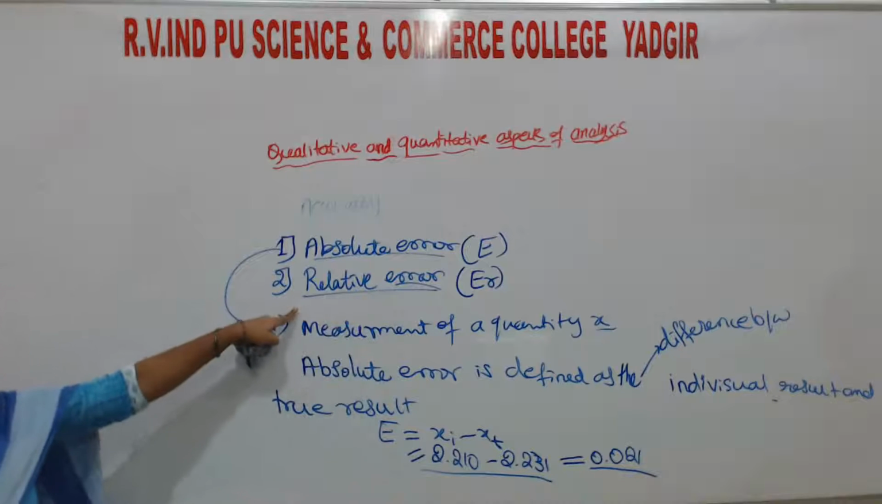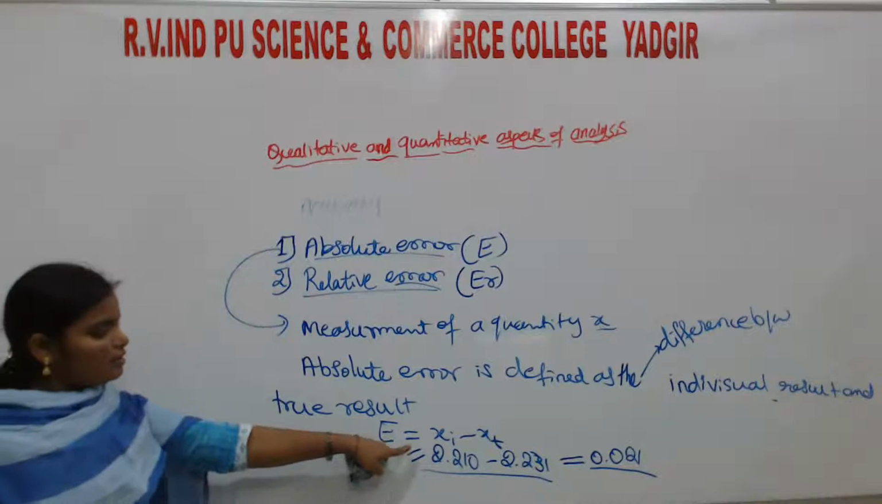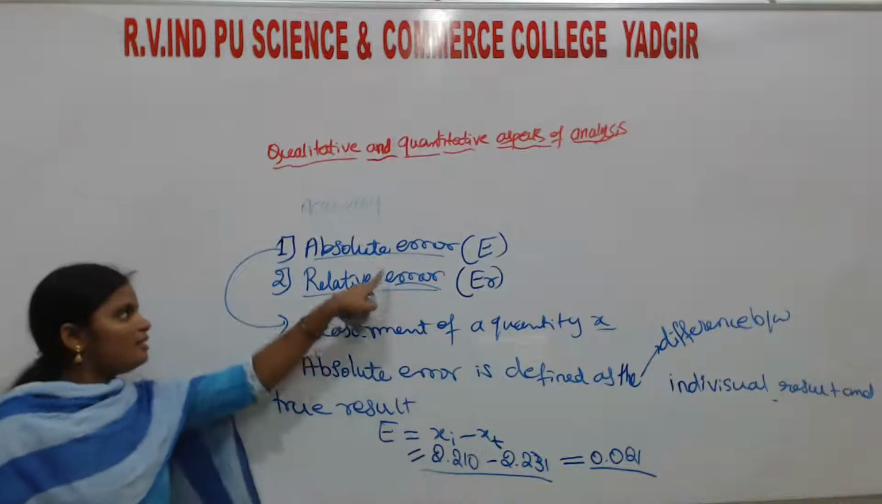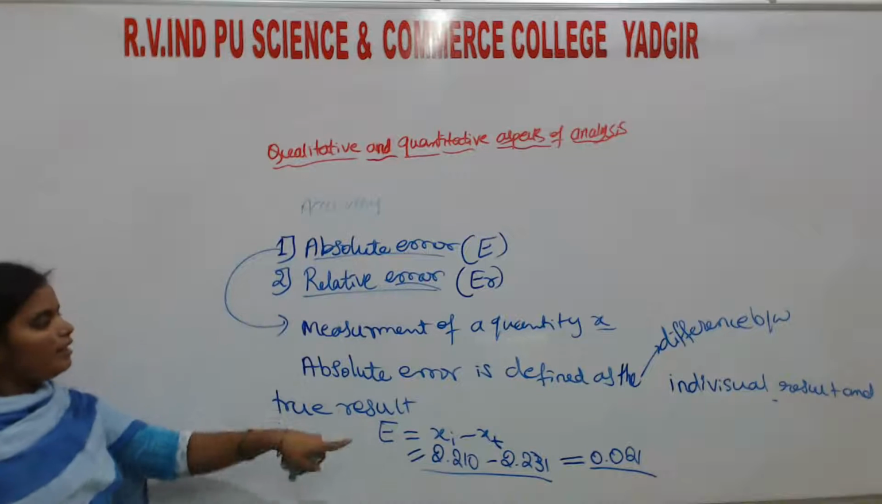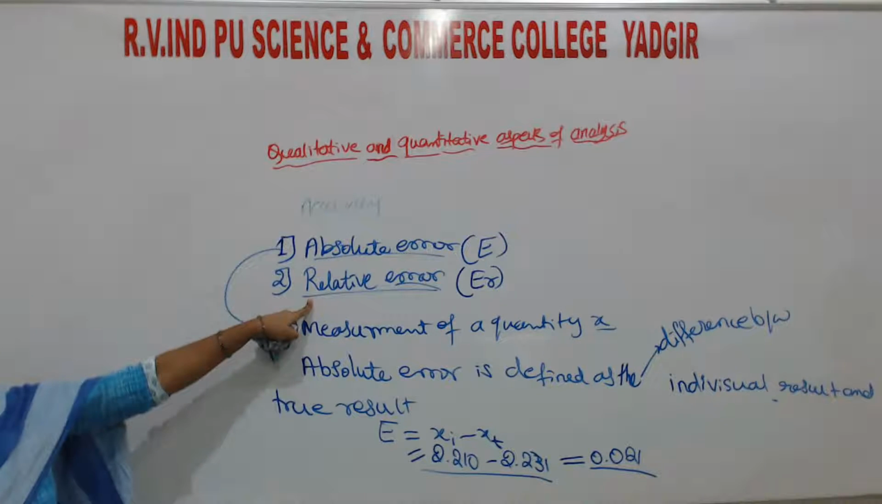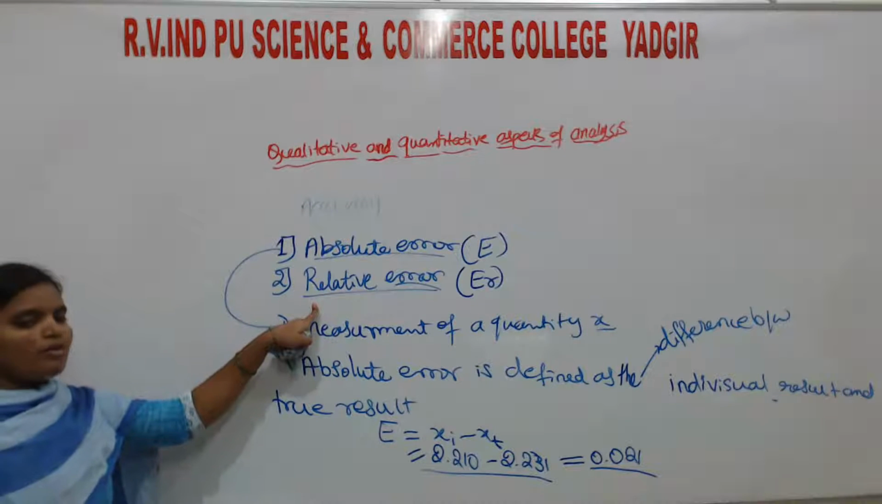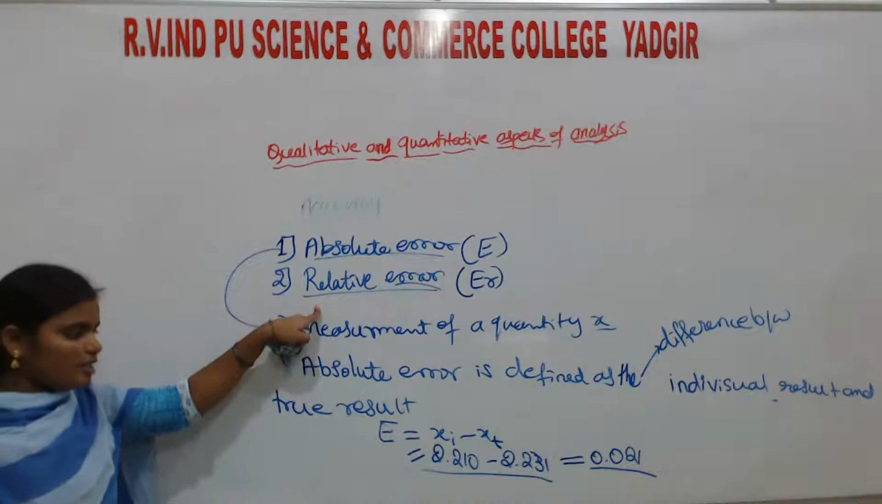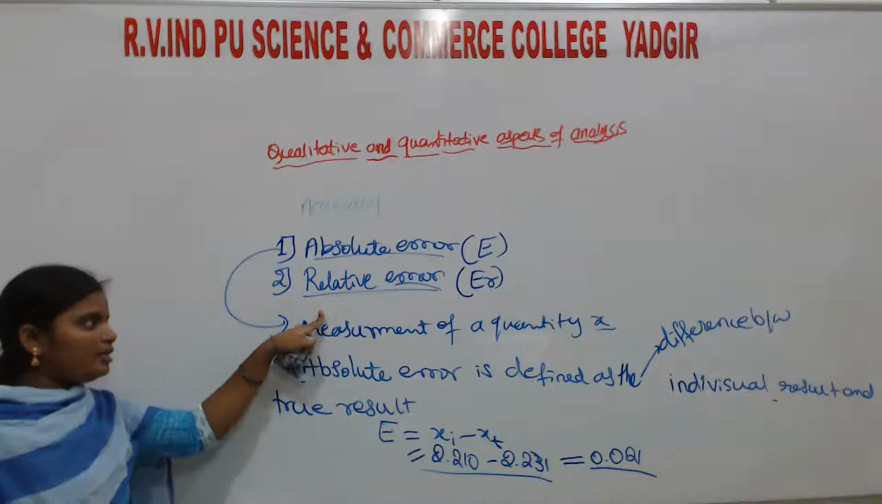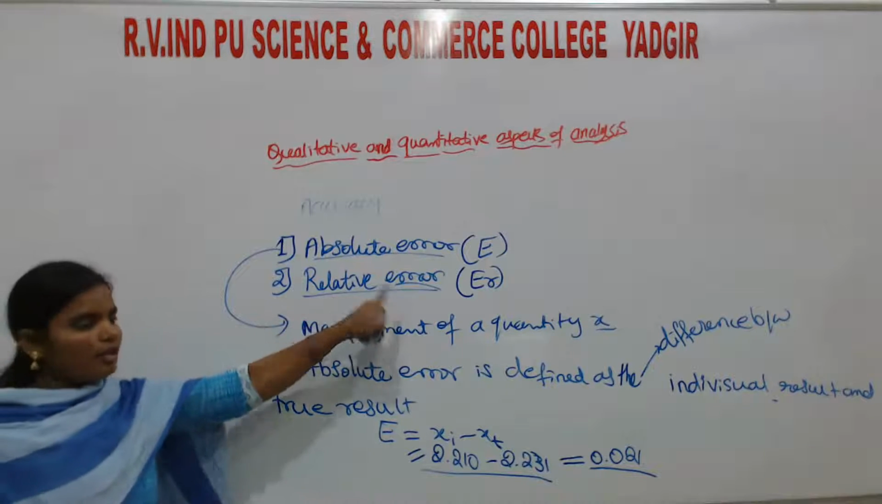The formula for absolute error is E = xi minus xt, and the relative error is xi minus xt divided by the true value xt, into 100. Multiplying by 100 gives the percent relative error.